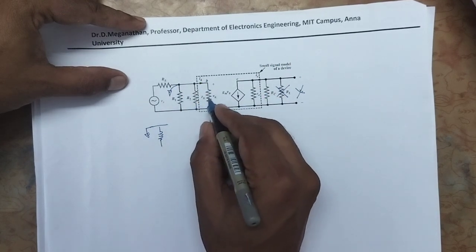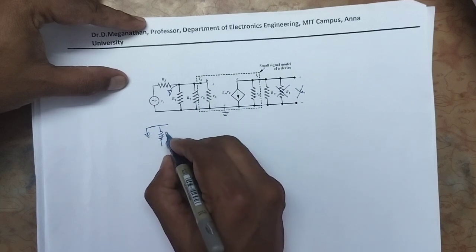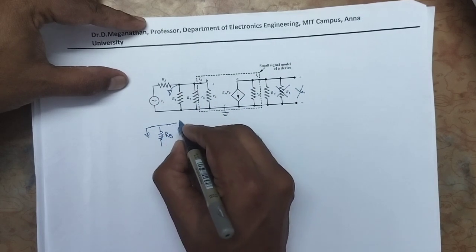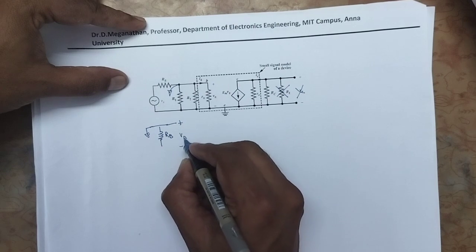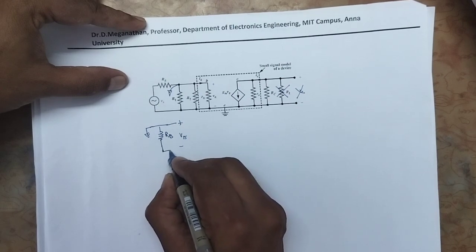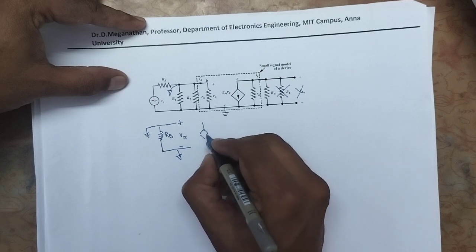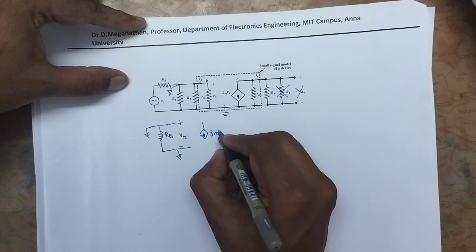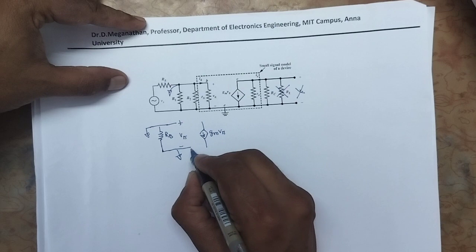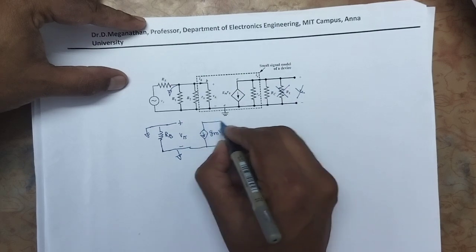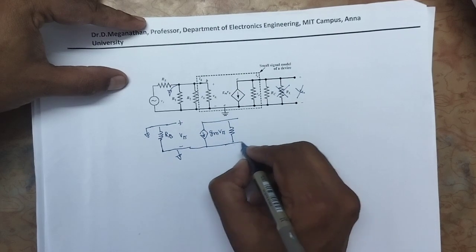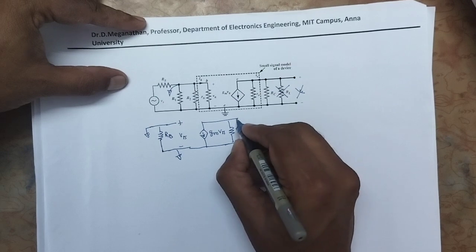You can write R1 parallel to R2 parallel to R pi as RB. Okay, here we have the potential of V pi. This point also grounded. gm V pi, R0, RC.